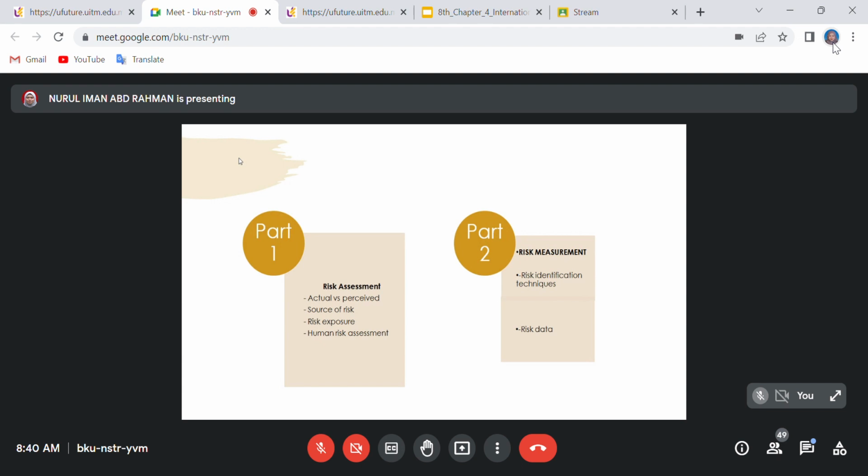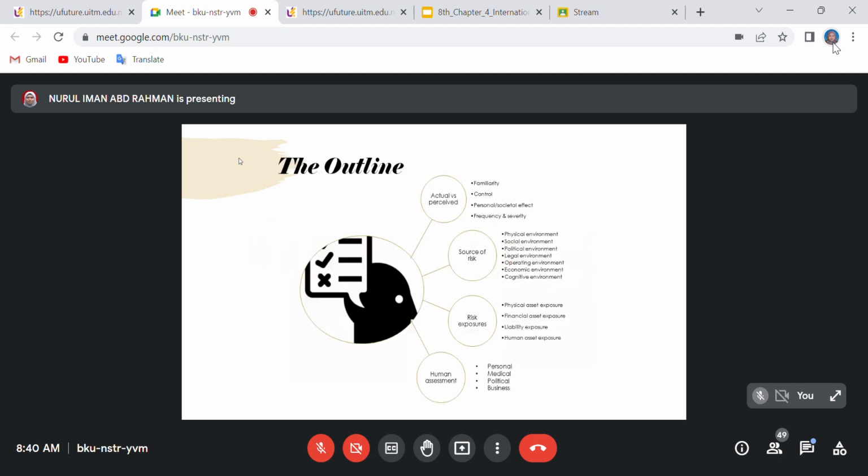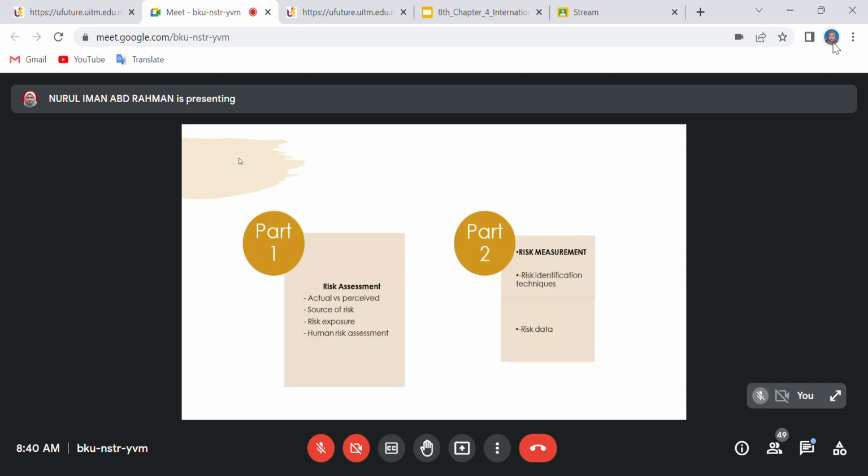Actually, for today's lecture, we will not cover risk measurement because it is what I already mentioned in your previous class. The techniques to be used, orientation, flowchart, questionnaires, exposure, checklist, all of those are under this identification technique. So I will not cover that because it is already covered.